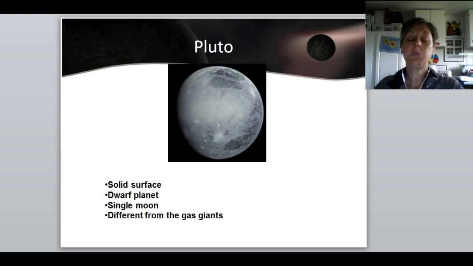Pluto. Pluto was a planet, then it wasn't a planet, and now it's considered a dwarf planet. It has a solid surface. It has a single moon, and it is very different from the gas giants. If it were closer and part of the inner planets, it would be very similar, they believe, to what the inner planets are. It's solid, it's dense, and they're not sure if it has an atmosphere or not. That information is still needing to be uncovered.